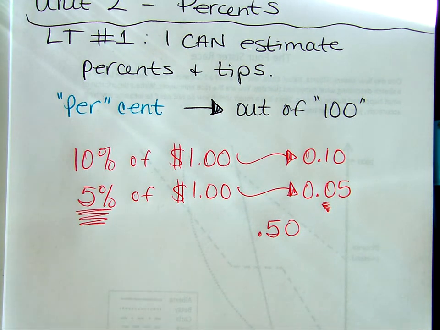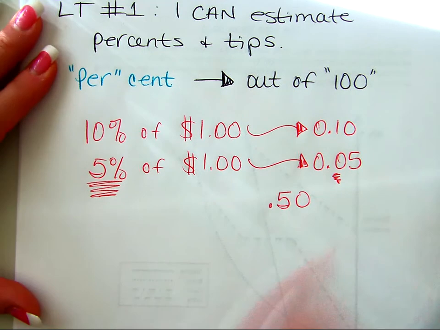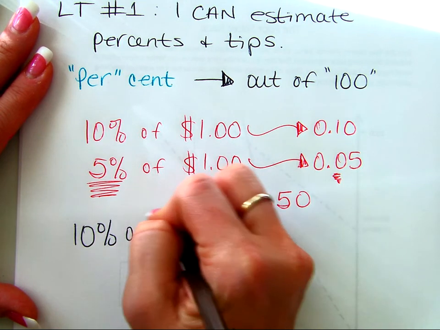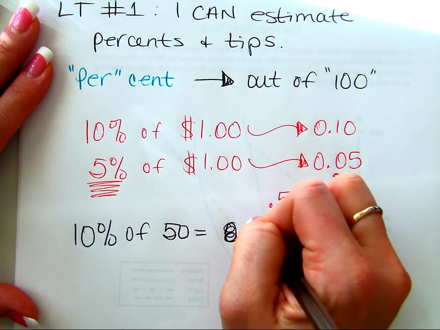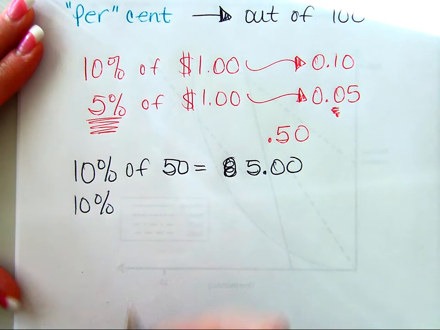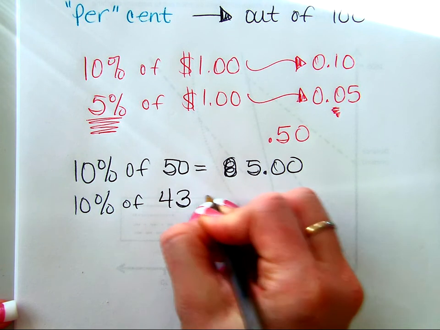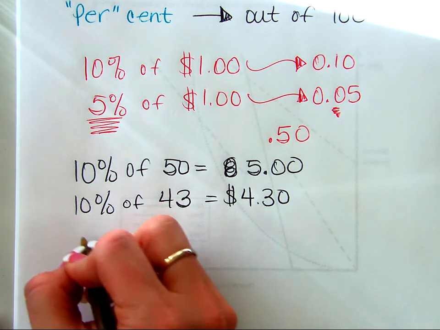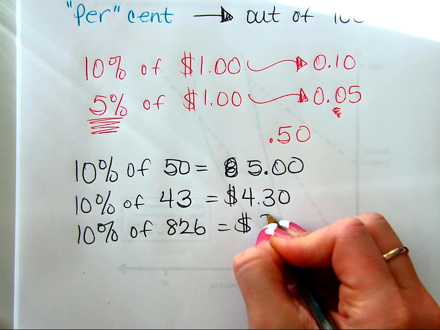All right. So I want to show you something on the calculator, well, I'll just show it to you this way. I'm going to give you some examples, and you're going to tell me if you can figure it out. 10% of $50 is 5. So you're looking to see if you can figure out how to find 10% of a number. 10% of, we'll say, $43, we're just going to say dollars, it's easier, is that? 10% of $826 is $82.60.